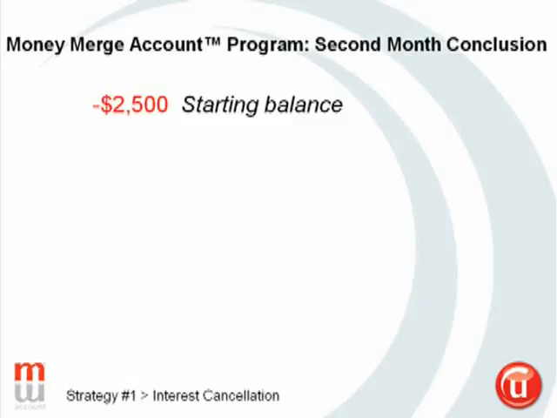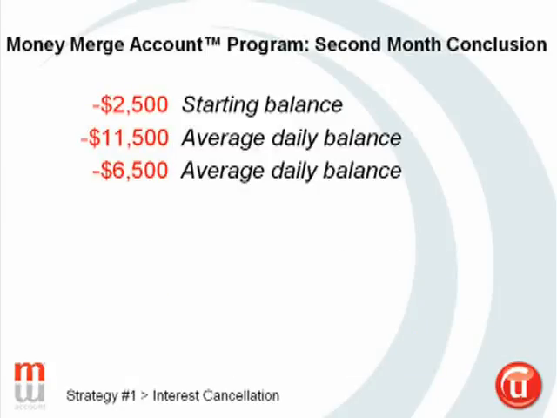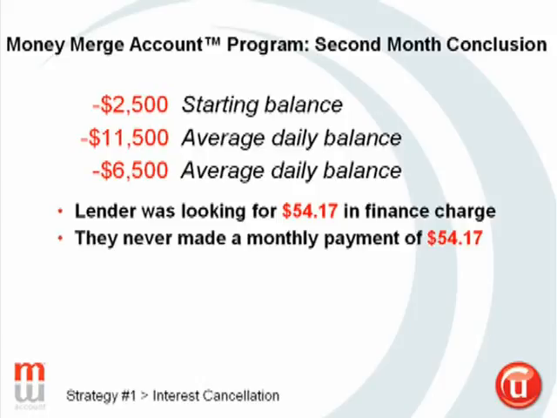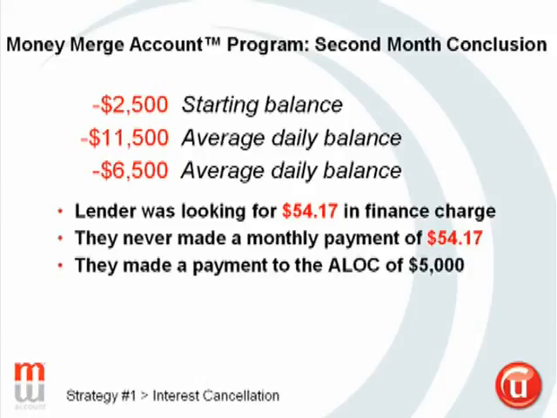Well, let's take a look at this. John and Rebecca Jones reduced their balance to $6,500. The bank was looking for $54.17 in finance charge, but they never actually made the payment of $54.17. They made a payment of $5,000.